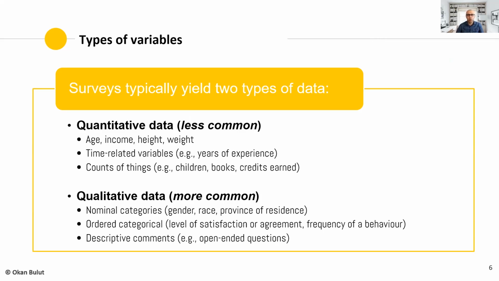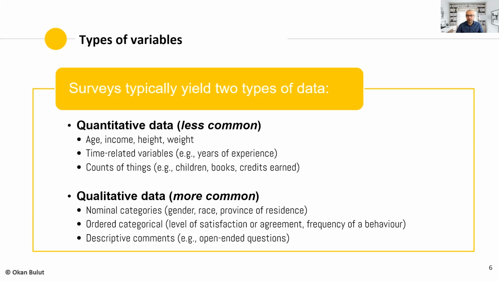Those are the questions where you will get quantitative variables in return, or counts of things, such as how many books do you have, how many children, how many family members, how many credits have you earned so far, stuff like that. In fact, in surveys, we do not have many questions like this.